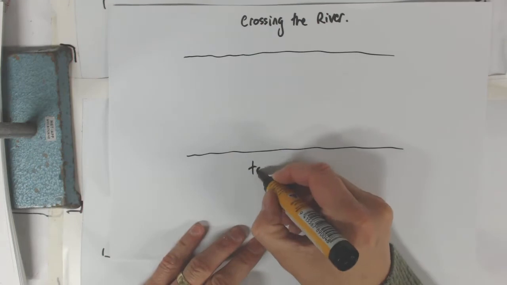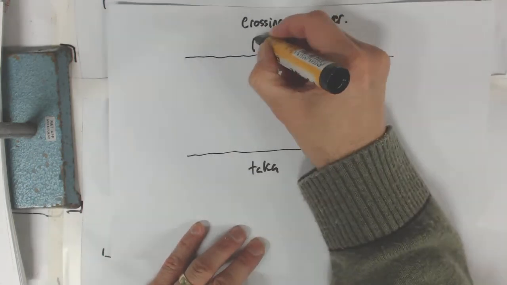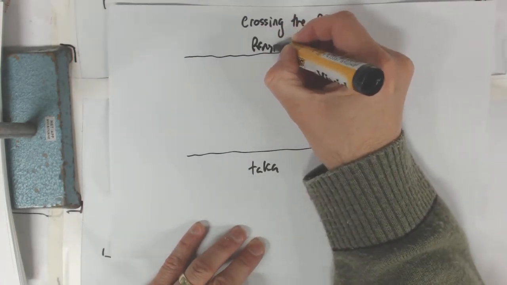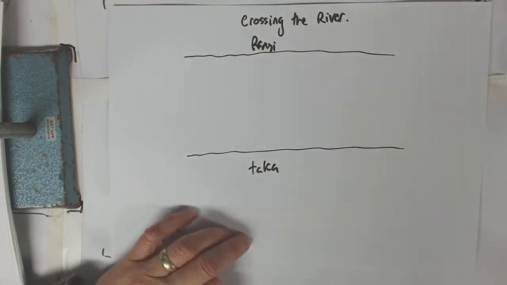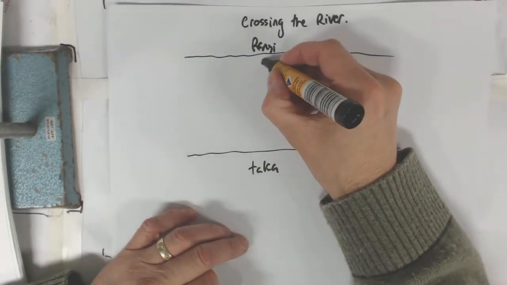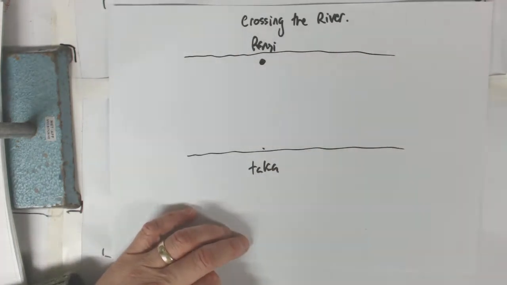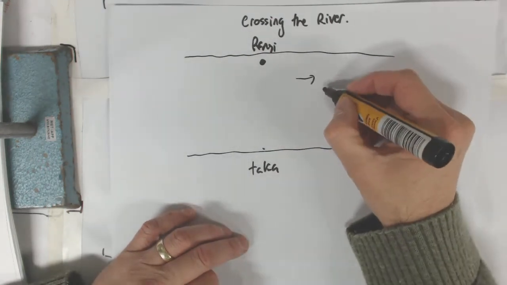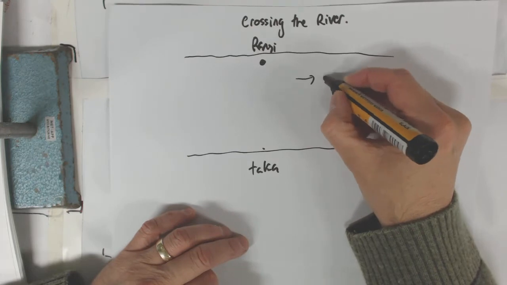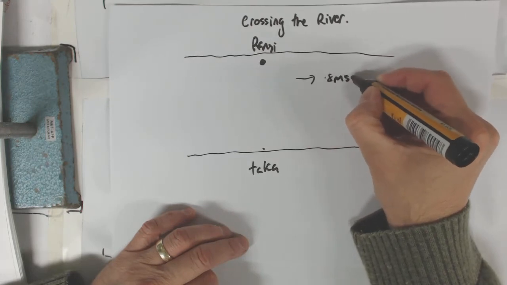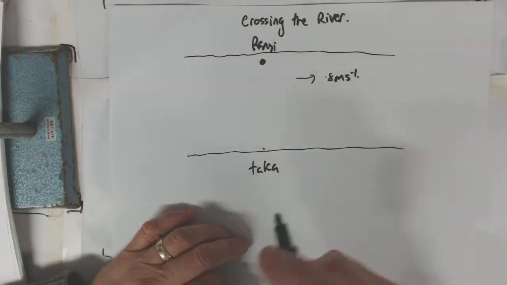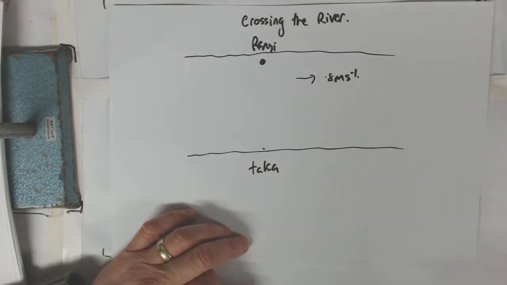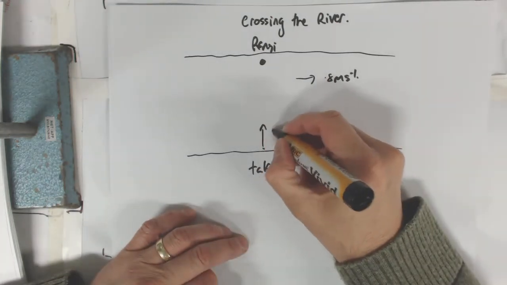This could be Takapuna, this is Rangitoto, and you're planning to swim across, as people do sometimes. And maybe this is where the lighthouse is, and you're going to swim from here. But the tide's coming in, so let's make that a 0.8 meters per second tidal flow. And you can swim at 1 meter per second.